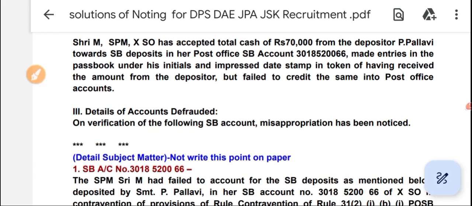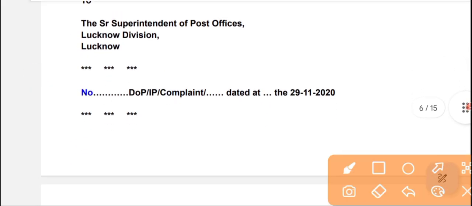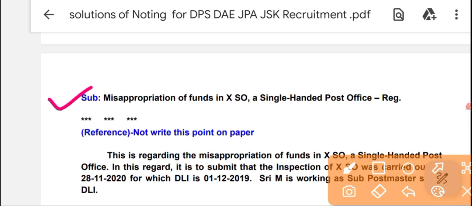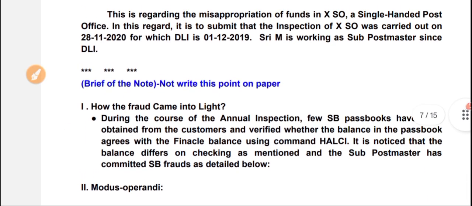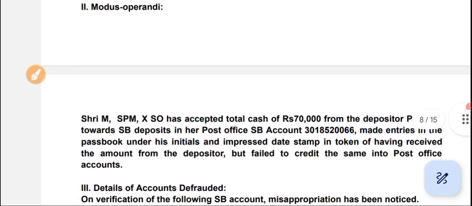In this way, your 3 to 4 topics have been covered. Firstly, you write your file number. Second, you write a subject. Third, you complete your reference. And fourth is the brief note. You have completed 50% of the points. Now next, what will be the suggestions?